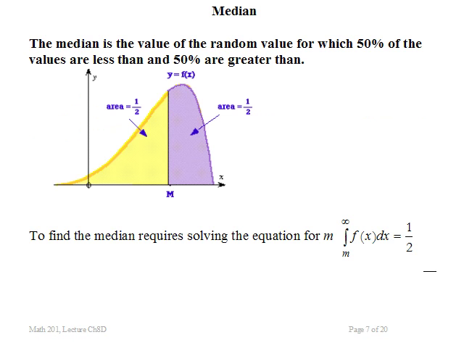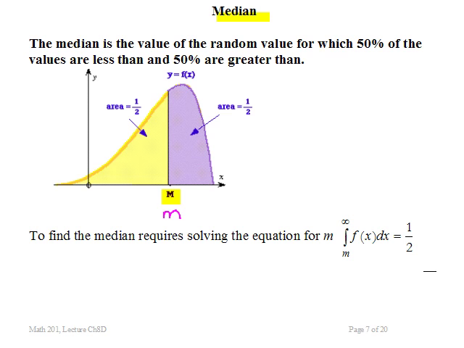The next value associated with the probability density functions is the median. Here's a median right here. The median is the value of the random variable, in this case x. This is written with a capital M. I always denote it with a little m.